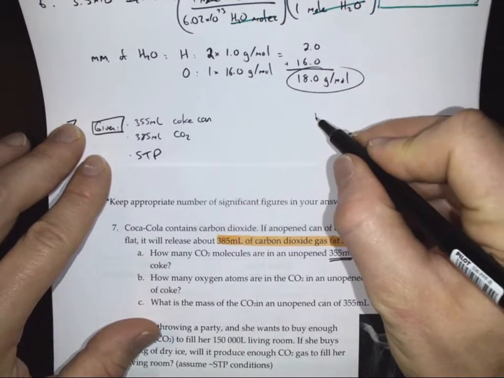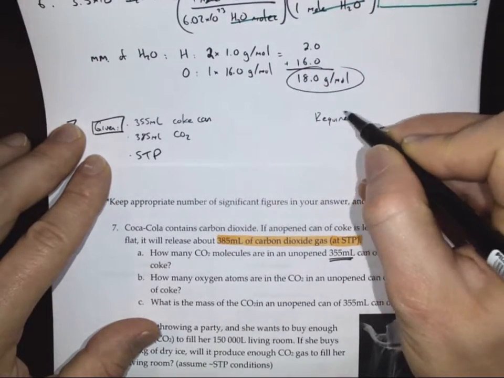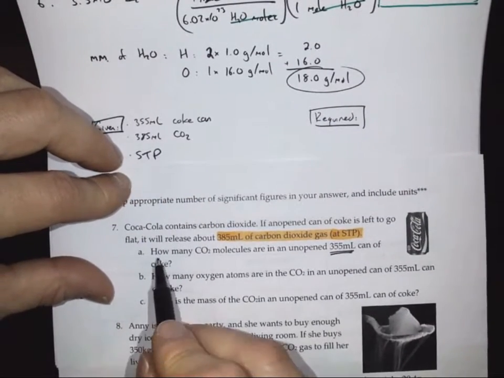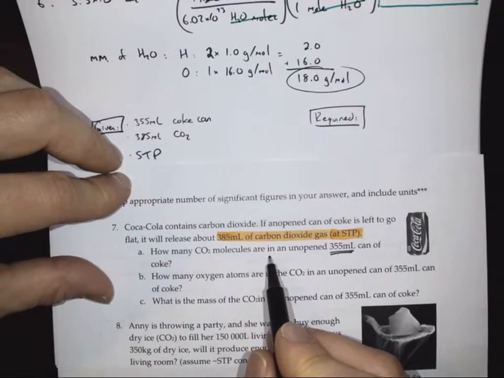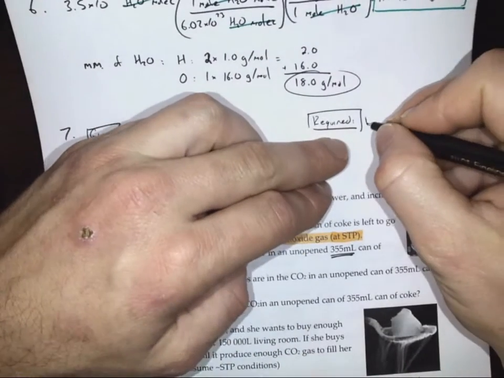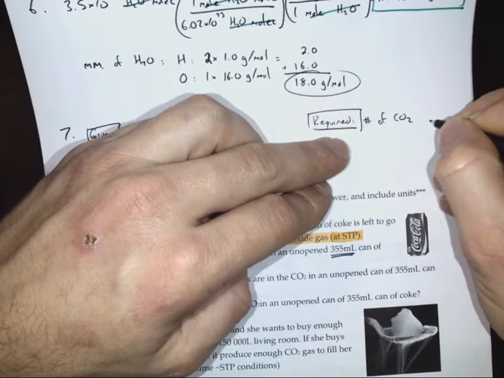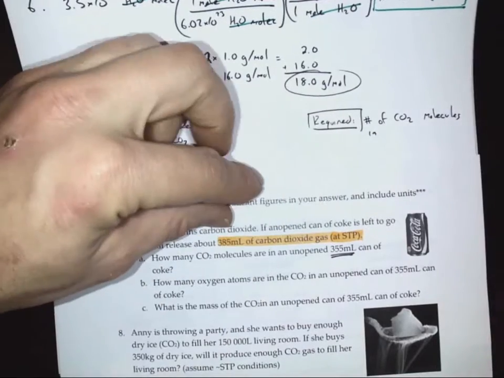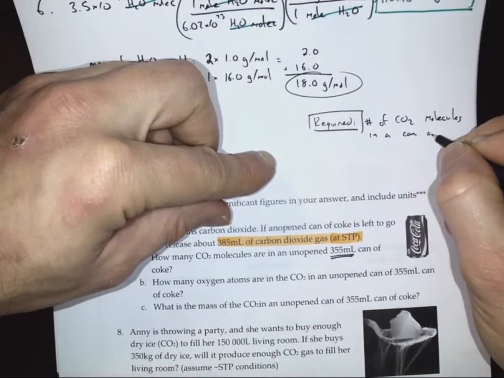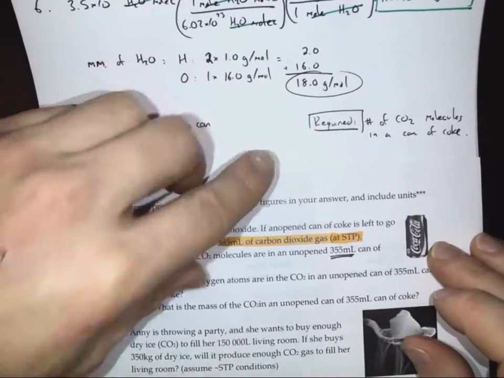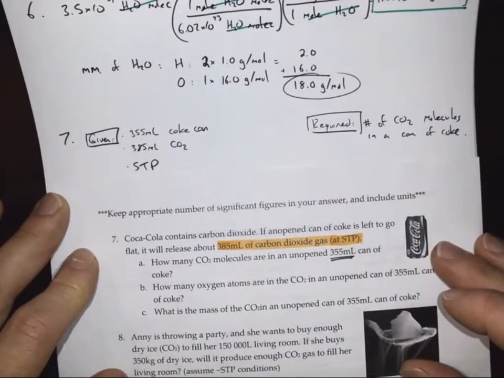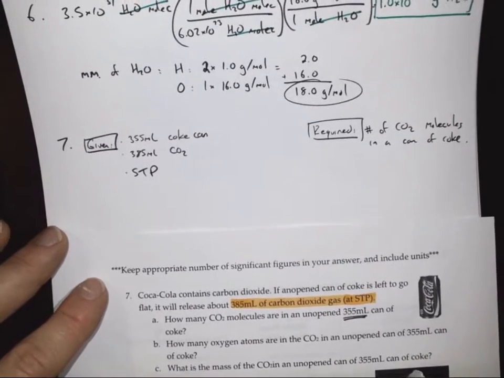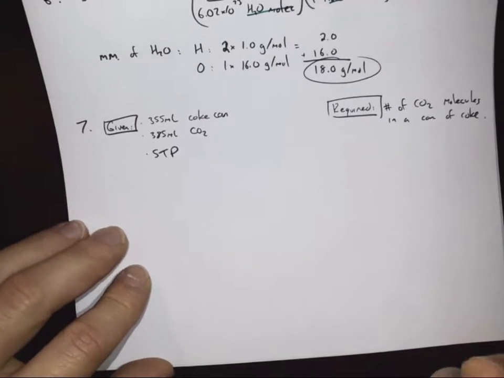And what are we required to find? Let's be specific with our required step here. The question asks us how many carbon dioxide molecules. So we're looking for a number of CO2 molecules in a can of Coke. It looks like we're given a lot of information here. Where should we start? Let's pretend that we aren't sure.